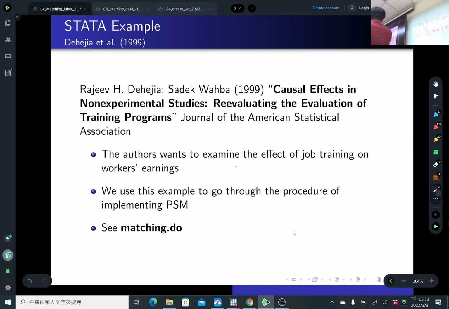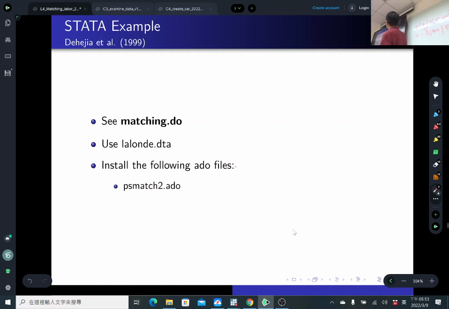The author wants to examine a very classical problem in labor economics: the effect of joining a job training program on workers' earnings. The paper is here, and you can also read it if you are interested. We will use this as an example to go through the procedure of implementing propensity matching. So the do file is here, the data is here, and you need to install the package psmatch2.